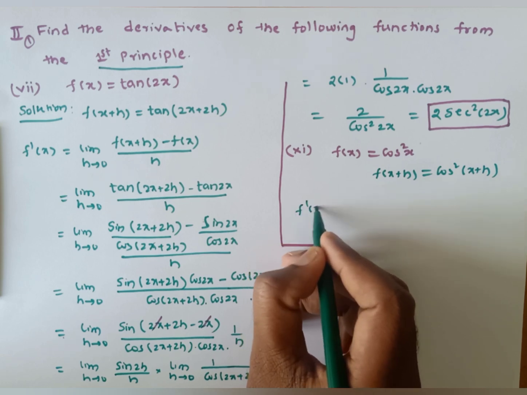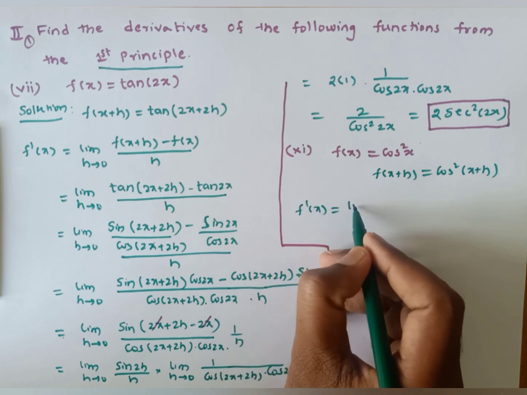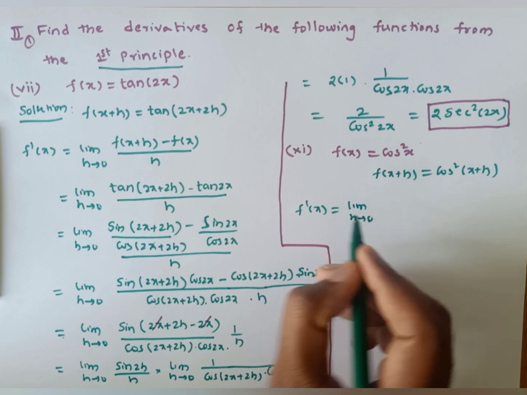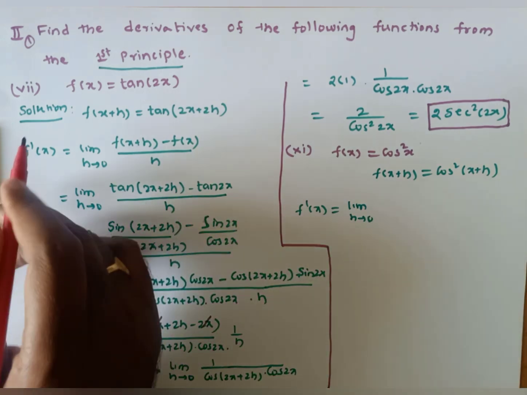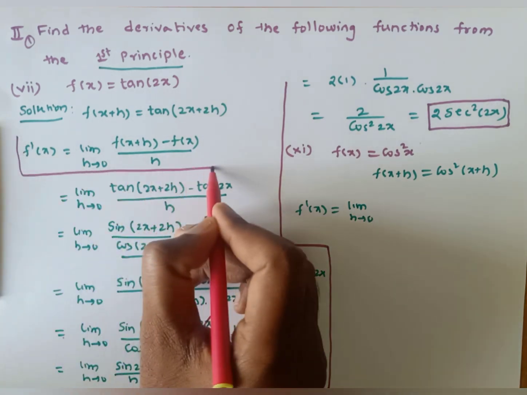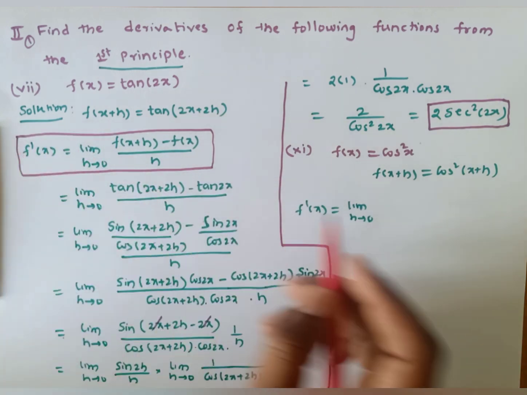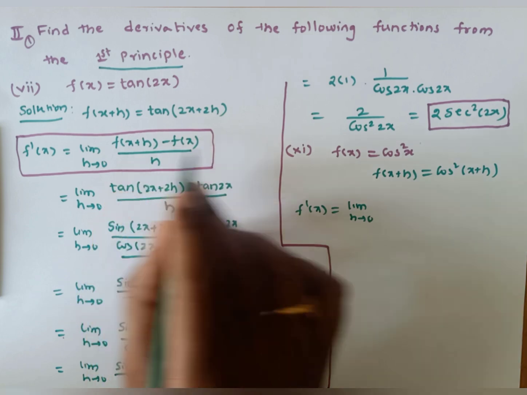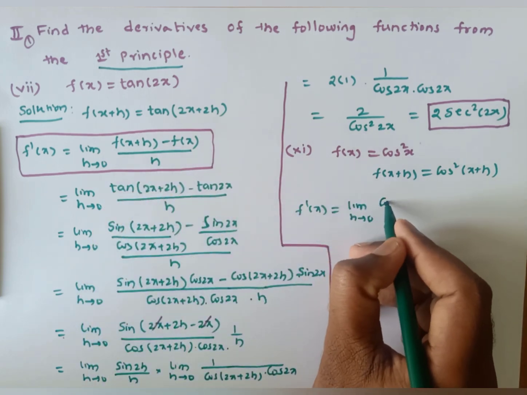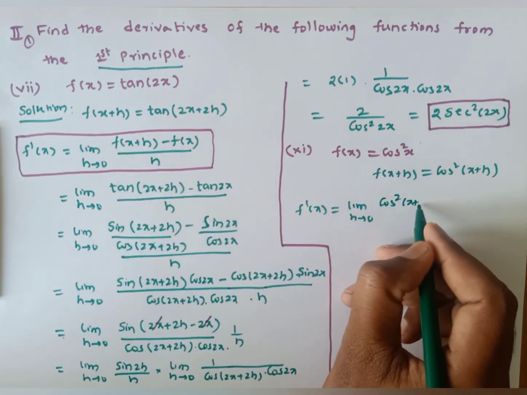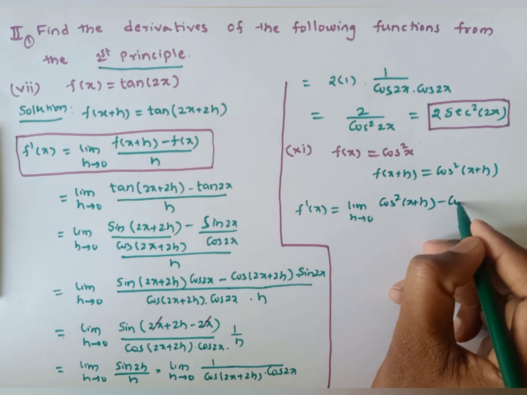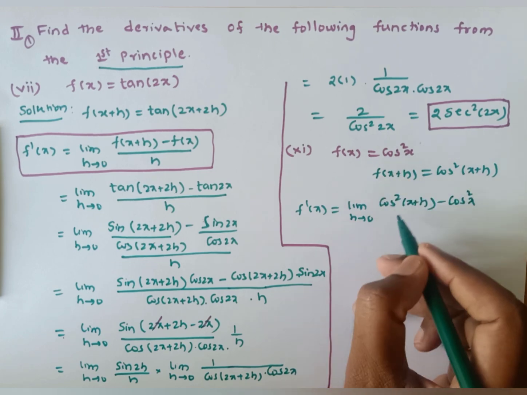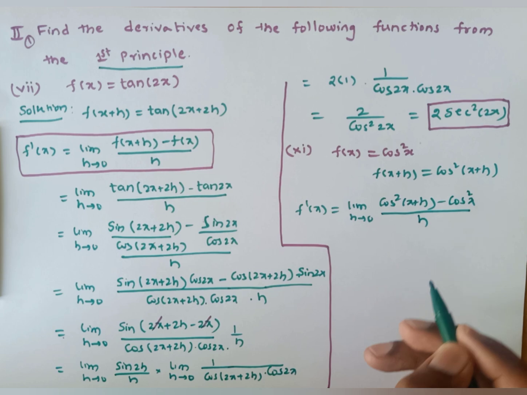So f prime of x is equal to limit h tends to 0 of f of x plus h minus f of x divided by h. So this is our formula. So limit h tends to 0, f of x plus h is nothing but cos square of x plus h, minus f of x, which is cos square x, divided by h.